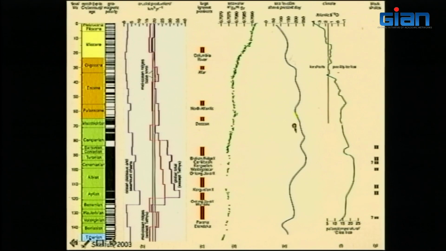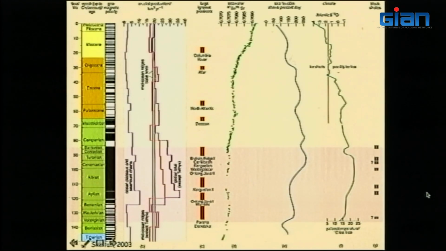This is generally high sea level, and here you have the oxygen isotopes, which allow you to measure the temperature of the seawater. Clearly you can see that this part of the Cretaceous was quite warm, with a lot of CO2.